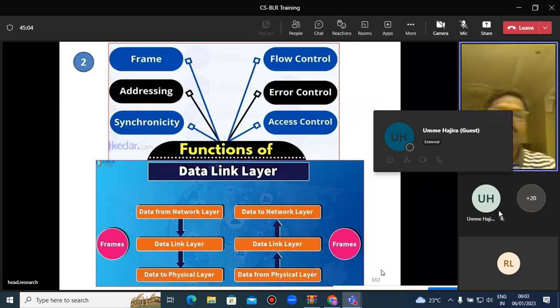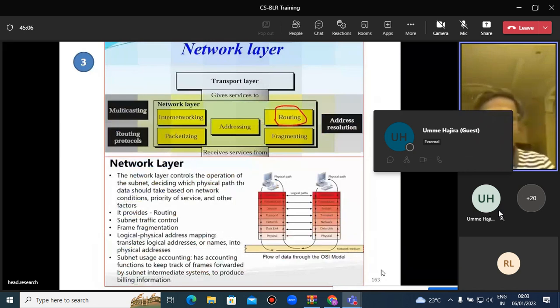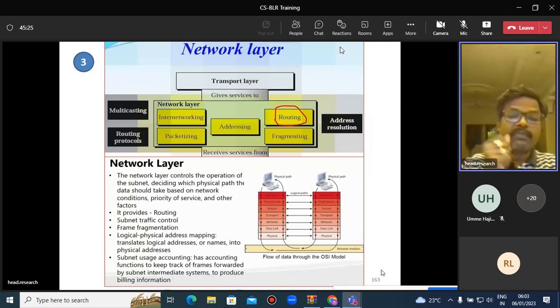Then third one is a network layer. So in this network layer, it controls the operation of the subnet, deciding which physical path the data should take based on network conditions, priority of service, and other factors.